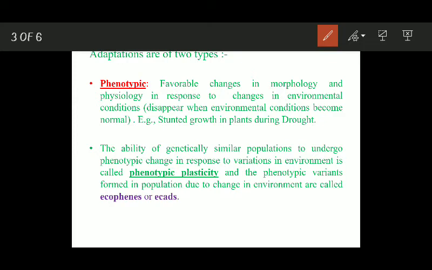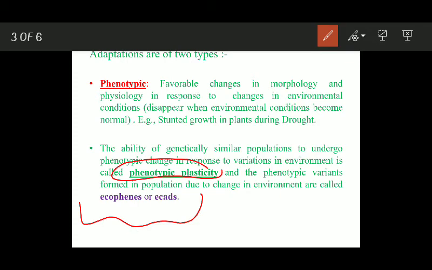And the second important thing about phenotypic adaptations is they disappear when the environmental conditions become normal again. And there are many examples. Stunted growth of plants during drought conditions is one of them. And remember, there are some important terms associated with phenotypic adaptations. The first one is phenotypic plasticity and the second one is ecophenes or ECADs.